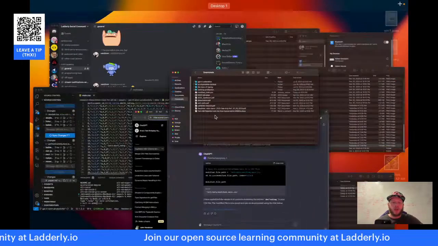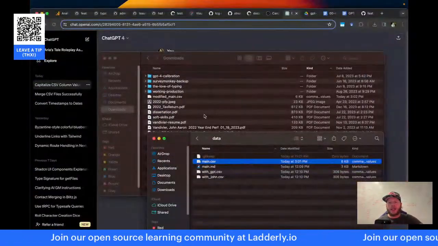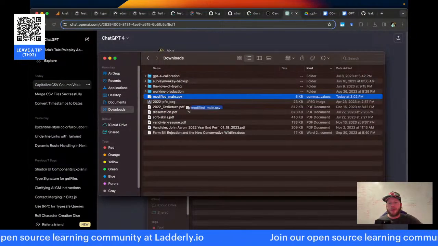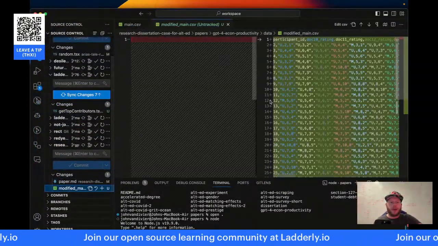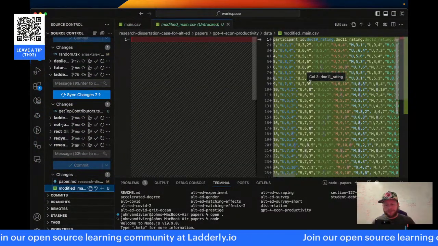But anyway, here's the downloads folder and the data folder. So I'm clicking modified main, I'm dragging it into the data folder. Here I am looking at modified main, and I'm visually inspecting.